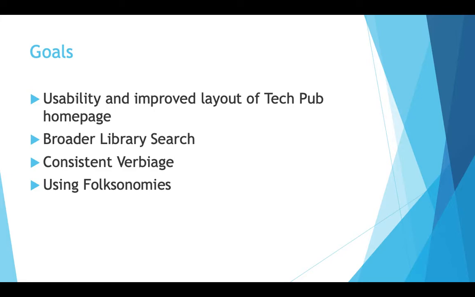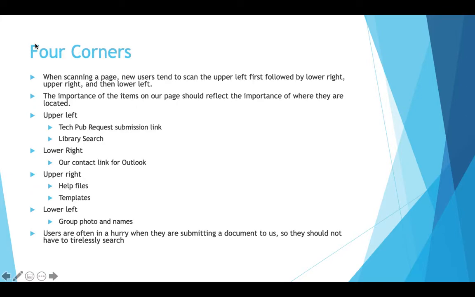Also, we want to increase the library search capabilities. As of right now, a lot of people have problems because they have to use multiple methods of searching and try multiple ways of rewording their topics. There's no consistent verbiage, so that is something that we need to work on. And my proposal is to start using folksonomies to create those groupings of documents so people can find their documents so much easier than they can right now.